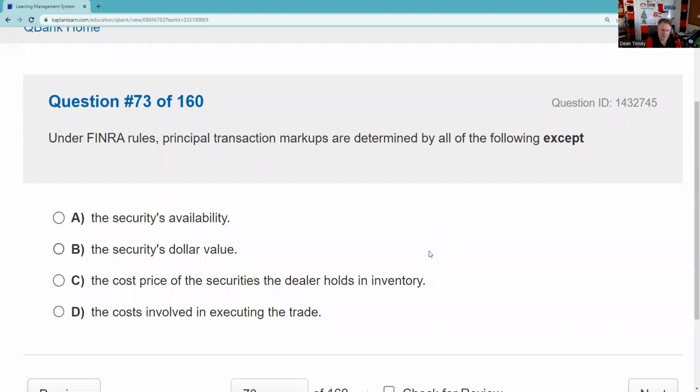Under FINRA rules, principal transaction markups are determined by all the following except availability, yes. Thinly traded securities usually have wider spreads. The dollar value, yes. What I paid for it originally, absolutely not, right? So the cost price of securities the dealer holds in inventory, absolutely not. Sometimes on the test, they'll have phraseology like, "I'm entitled to a profit." No, you're not.